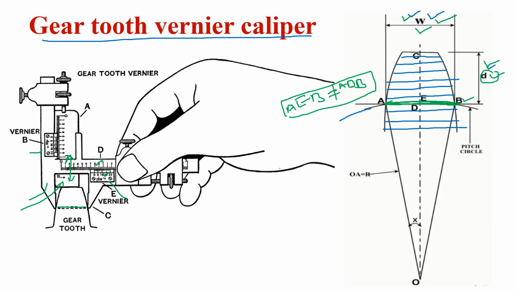In order to measure W at points A and B, we need to set the D value on the gear tooth vernier. If there is any error in setting of the gear tooth vernier, that reflects as an error in measuring the chordal tooth thickness, because W and D depend on each other. If there is any error in D, that causes an error in W.